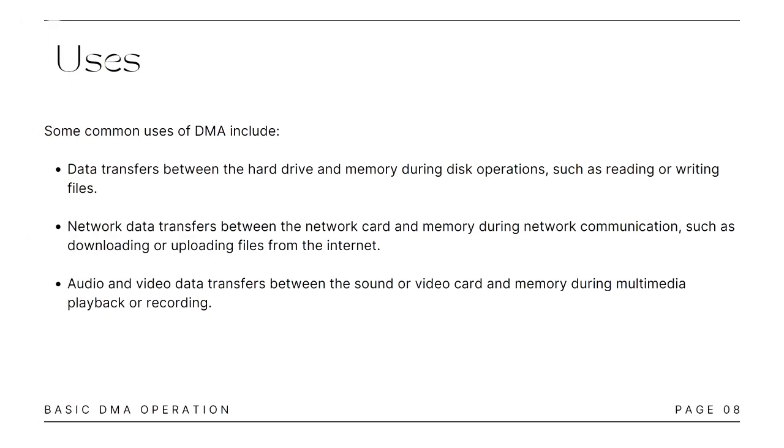Some uses of it are that it can be used in data transfers between the hard drive and the memory during disk operations such as read or write. It can be used in network data transfers between the network card and the memory during network communication such as uploading or downloading something from the internet. It can also be used in audio and video data transfers between the sound or video cards and memory during multimedia playback or recording. These all are peripheral devices, and through DMA they can directly access the memory without needing any help from the microprocessor.